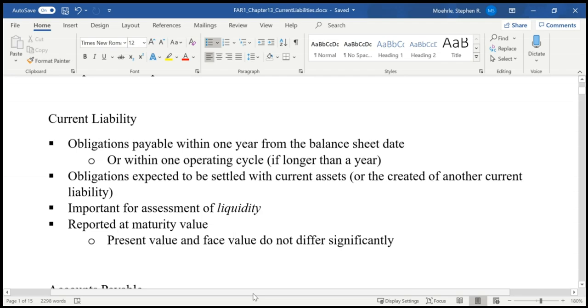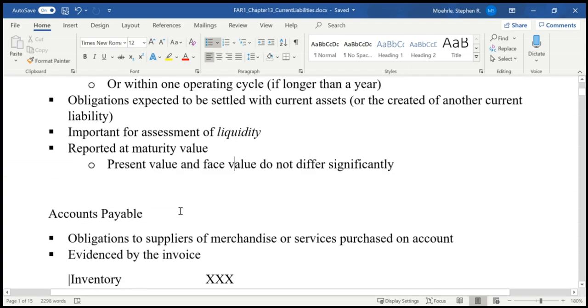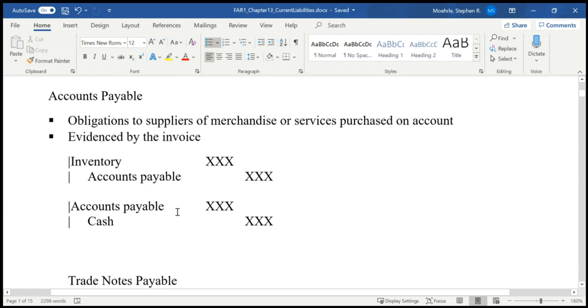We do that calculation on all other liabilities. You're going to see a lot of that in your upcoming courses. But with current liabilities, we just report these at the amount we'll pay in 30 days or 60 days or 4 months. All right, now we're going to look at several types of current liabilities, several common types.